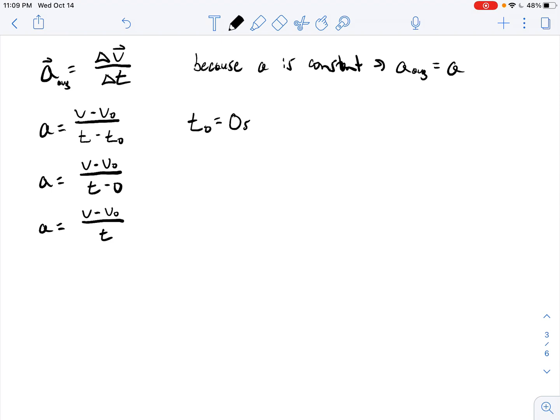From there, now that I've done that subtraction on the denominator, I'm going to try to isolate or get my variable v all by itself. So to do that, I'm going to multiply t to both sides. So you're going to have v minus v sub 0 equal to a times t. Last thing, again, I want my final velocity all by itself, so I'm going to add our v initial to both sides here. So the equation we're going to have is final velocity is equal to initial velocity plus at.